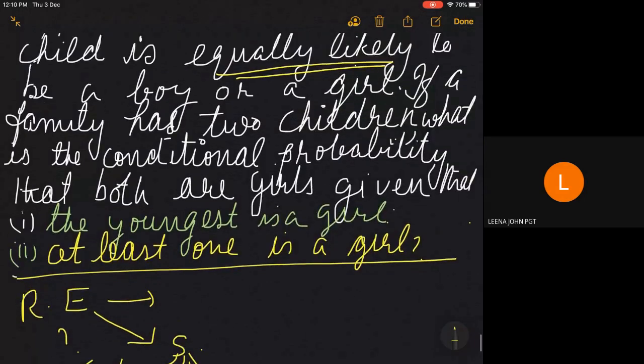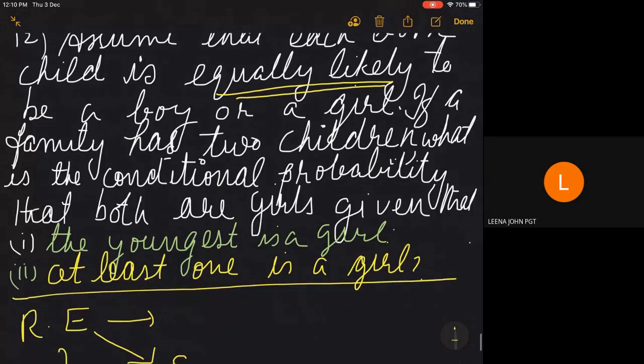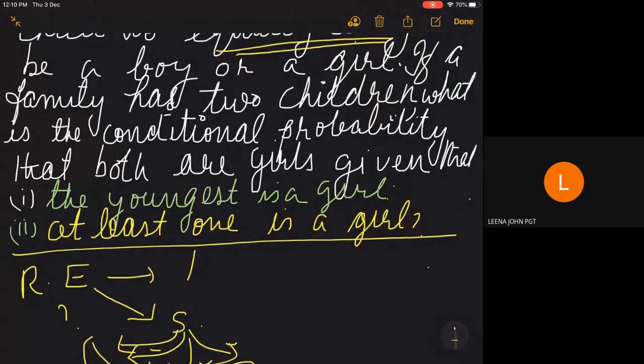The random experiment is finding out whether the child of a family is a boy or a girl, and the outcomes are only boy or girl. So what is the sample space? The different possibilities of the results, you have to write in a set. The different results.